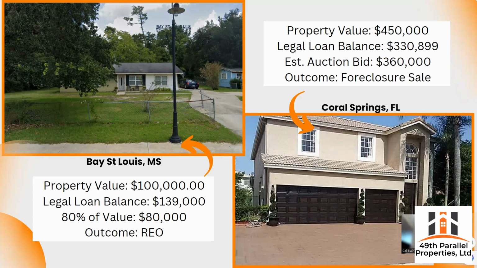I'm not going to assume that whoever buys this at the auction is going to pay full market value for the property. They might, which would be great, but I'm going to assume they pay, let's just say, 80 cents on the dollar. So I'm going to assume they're going to pay 360,000 to buy this property at the foreclosure auction. Now, if I were to buy this note, the borrower owes 331 and it sells for 360.